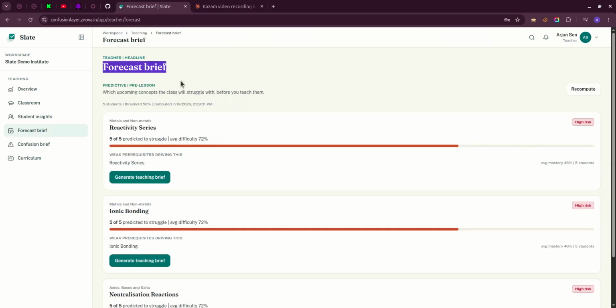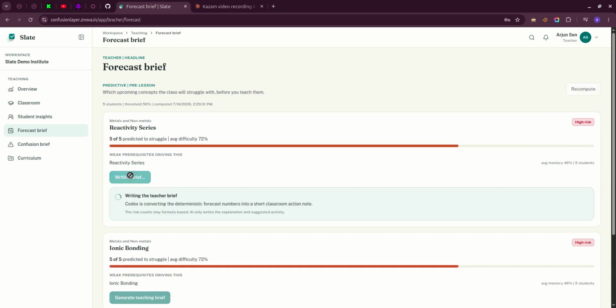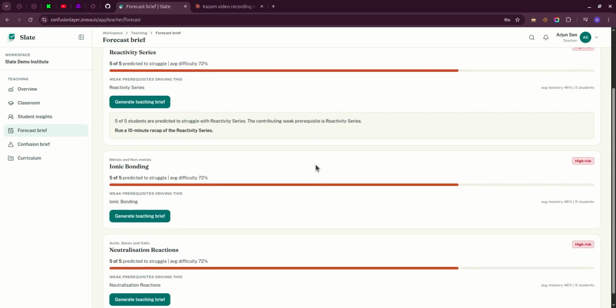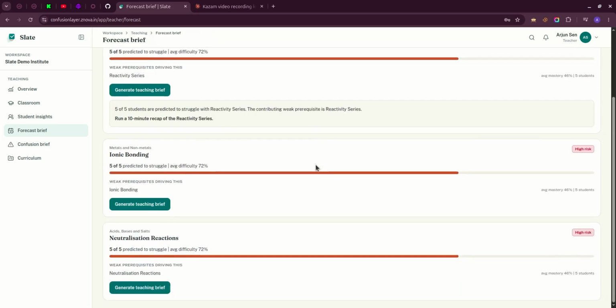The forecast brief is the teacher's night before view. Before teaching the next lesson, Slate checks prerequisite mastery and predicts which upcoming concepts are likely to cause trouble. For example, if ionic bonding depends on prior understanding of atomic structure and that mastery has faded, Slate warns the teacher before the class starts. That is the core idea. Catch confusion before it becomes failure.